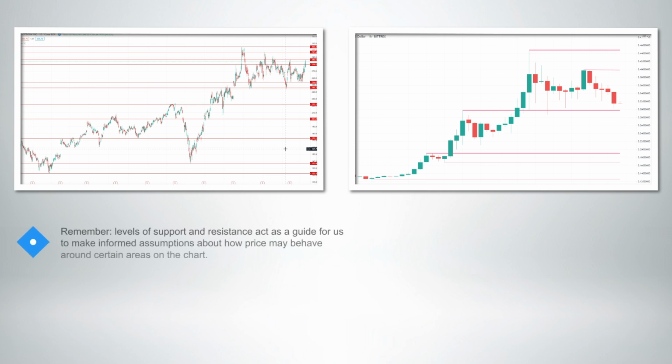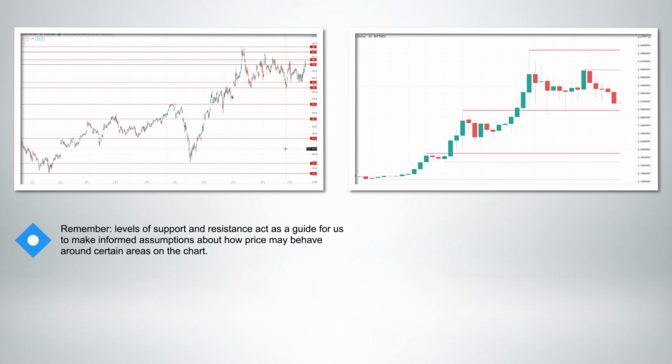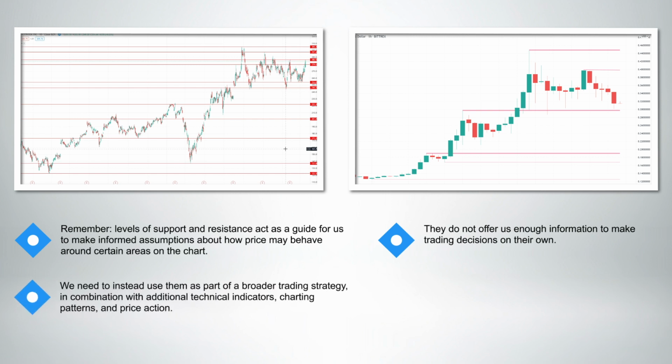Remember, levels of support and resistance act as a guide for us to make informed assumptions about how price may behave around certain areas on the chart, but they do not offer us enough information to make trading decisions on their own. We need to instead use them as part of a broader trading strategy in combination with additional technical indicators, charting patterns, and price action. When used in this manner, levels of support and resistance can be extremely useful and of great benefit to you as a trader.